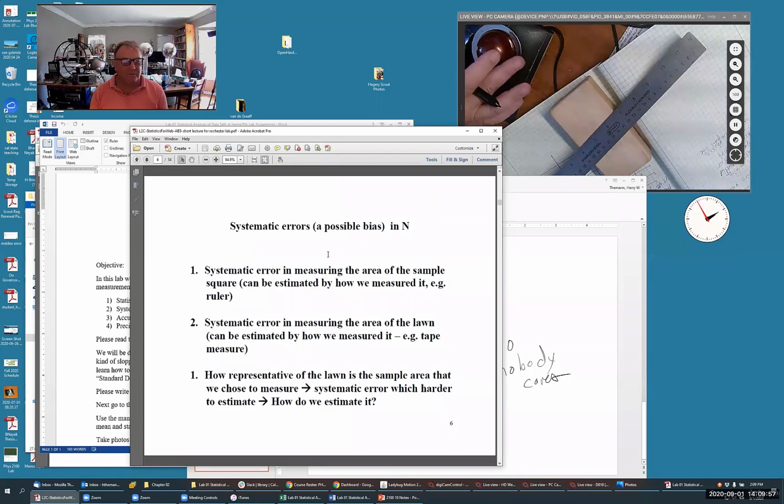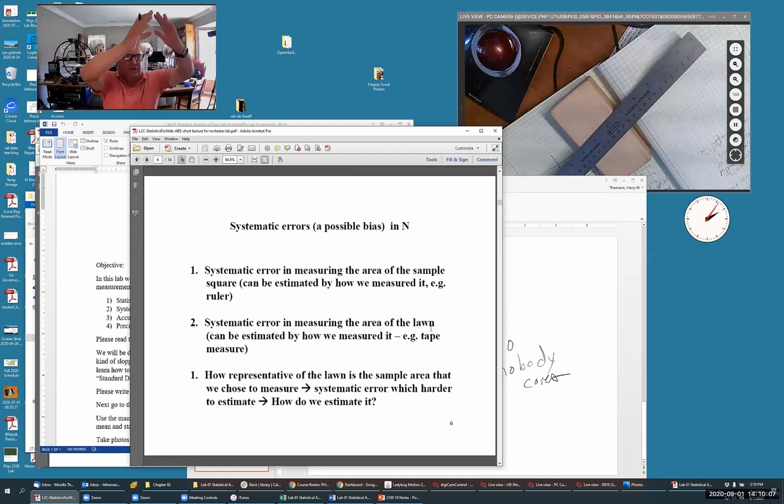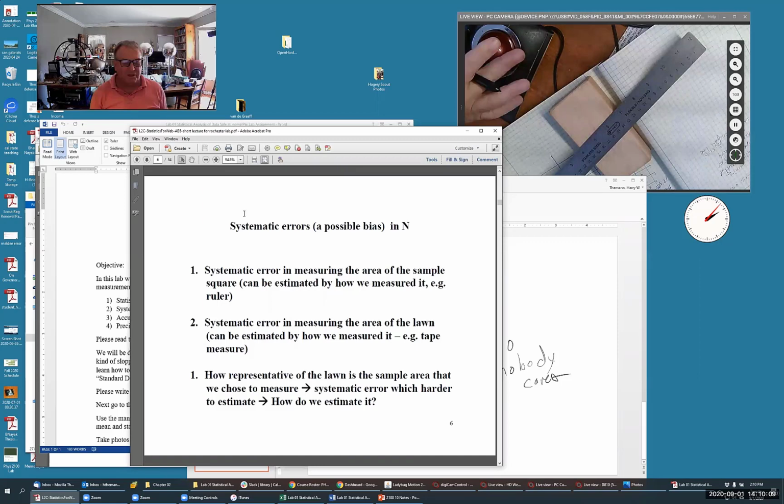Yeah, how good is our ruler? Was the piece of lawn we picked flat? If it was curved, if it was on a hillside, we could get errors. So all these things have to be taken into account, and that's why when you're taking data, you have to write things like that down.